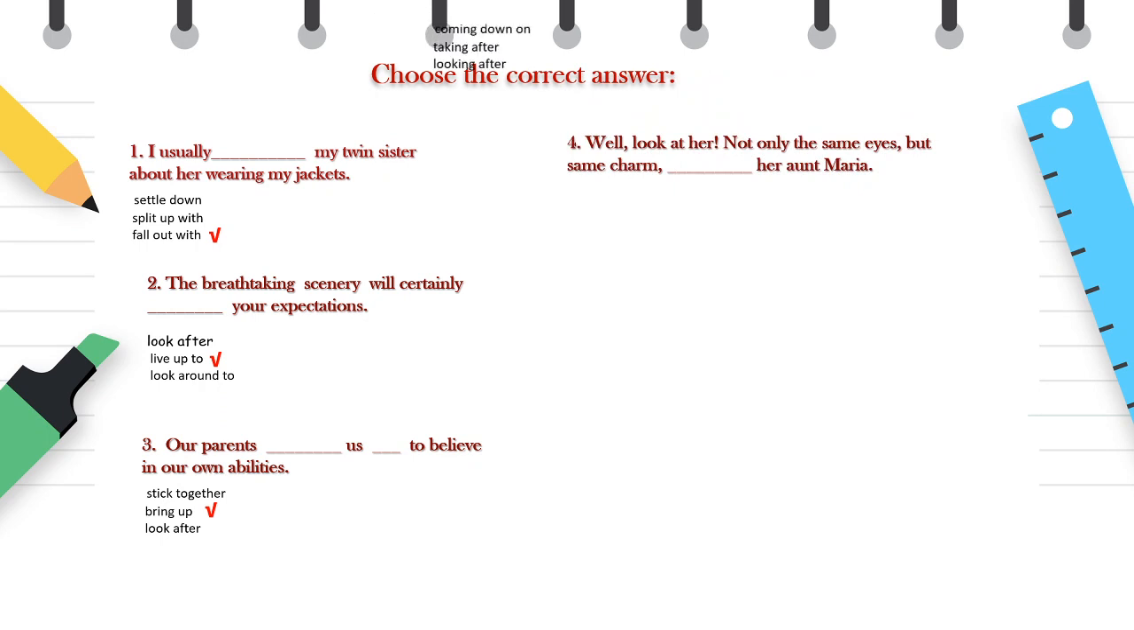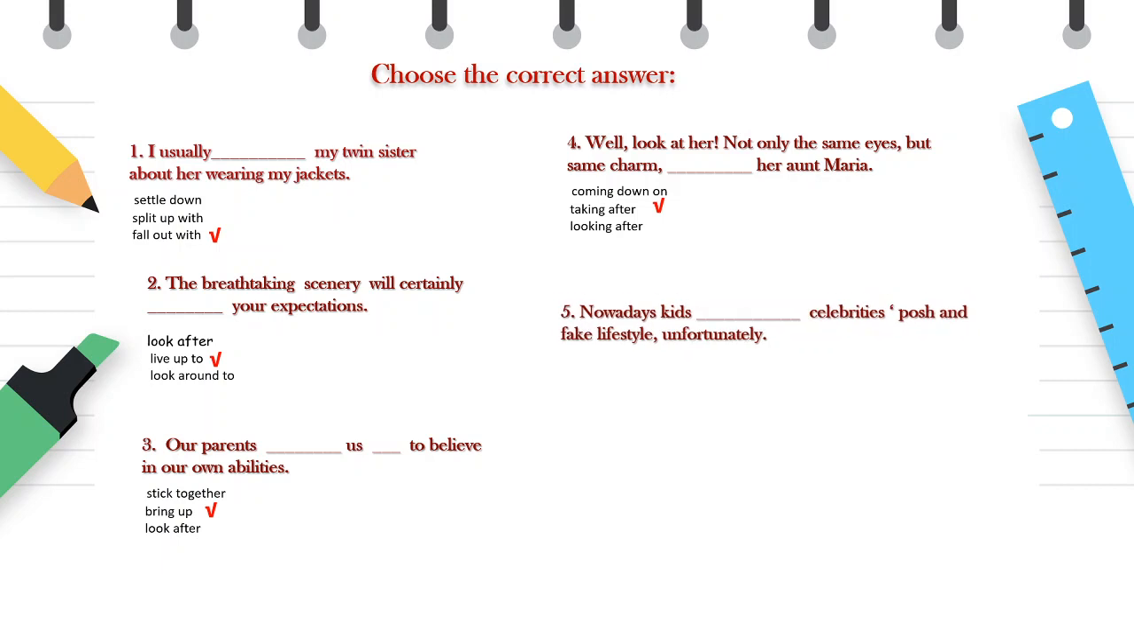Well, look at her. Not only the same eyes, but same charm. Coming down on, taking after, or looking after her Aunt Maria. Taking after, resembling. Nowadays kids look up to, bring up, or get along celebrities' posh and fake lifestyle, unfortunately. Look up to, admire and respect.